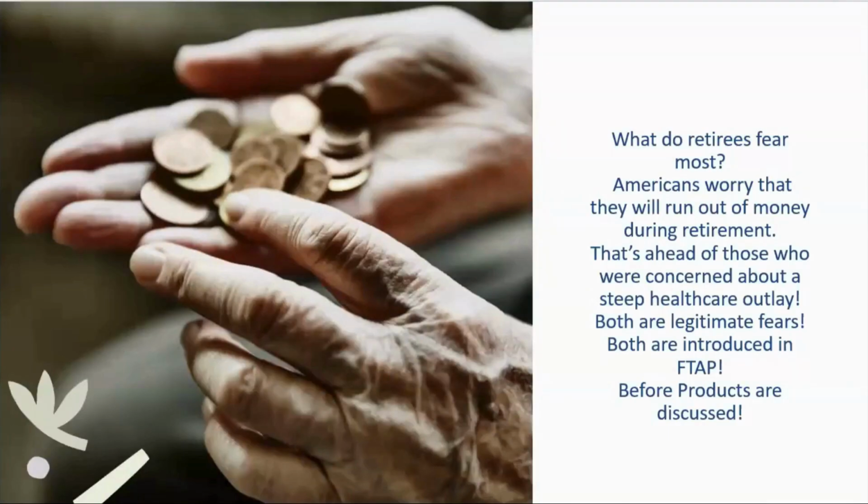So let's talk about what retirees fear most. Americans worry that they'll run out of money during retirement. That's top of mind awareness. That's TOMA, top of mind awareness. People are worried that they're going to run out of money.